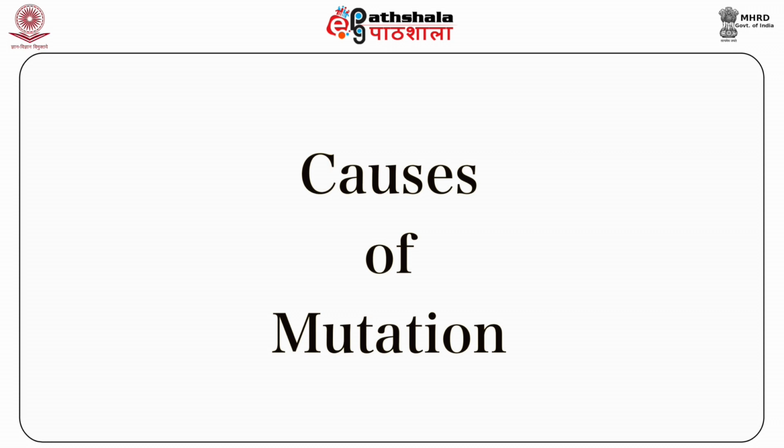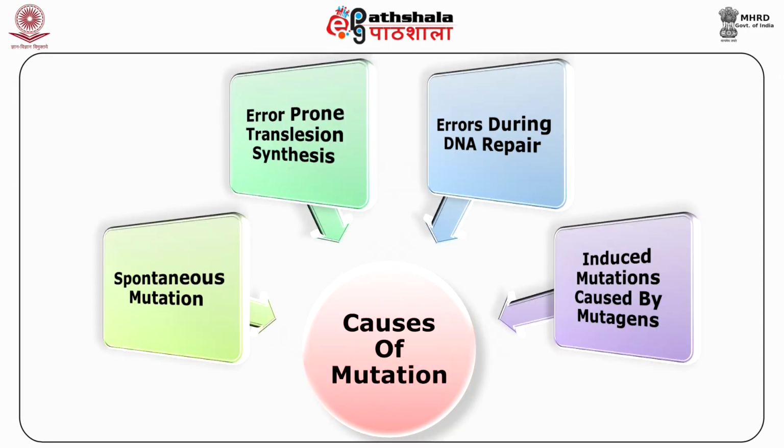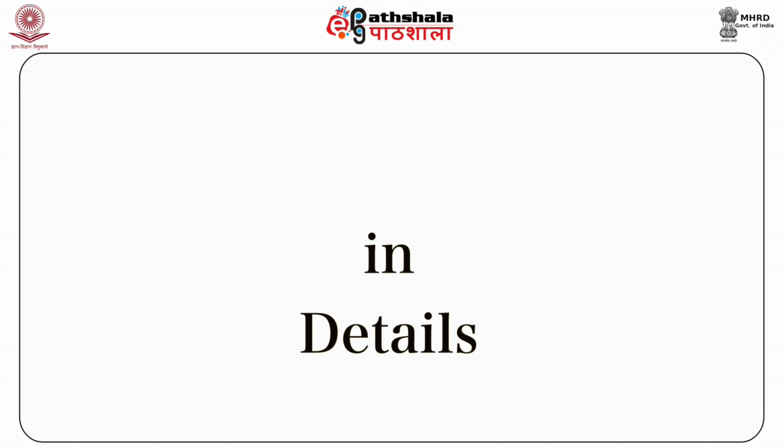Now let us see the causes of mutation. There are basically four main causes of mutation: spontaneous mutation due to molecular decay; mutations due to error-prone replication bypass of naturally occurring DNA damage, called error-prone or translesion synthesis; third, errors introduced during DNA repair; and the last one, induced mutation caused by mutagens. Scientists may also deliberately introduce mutant sequences through DNA manipulations for the sake of scientific experimentation. Now let us learn about these in detail.